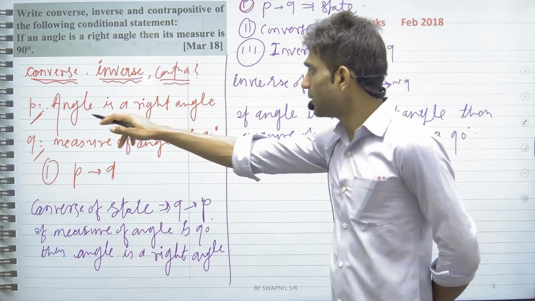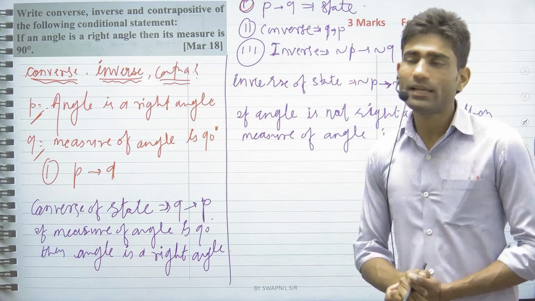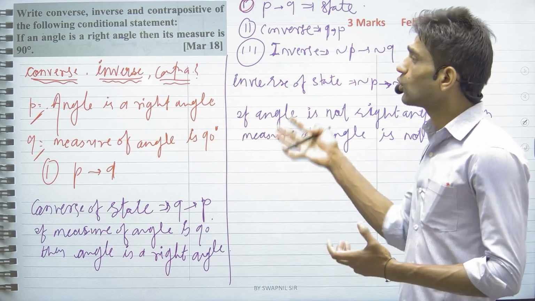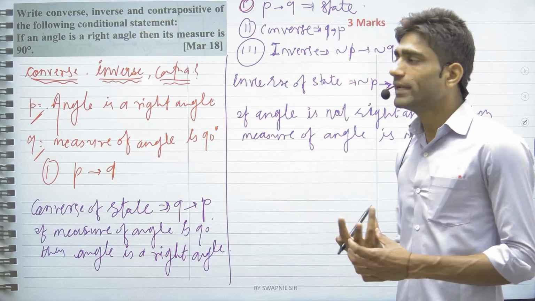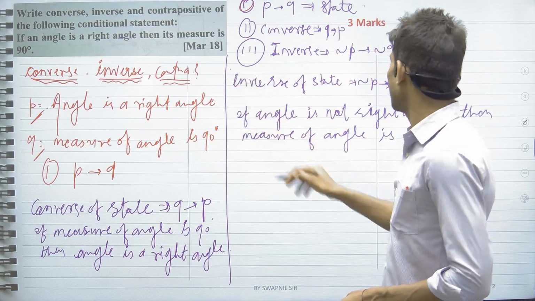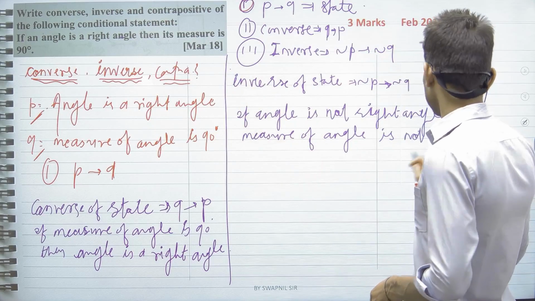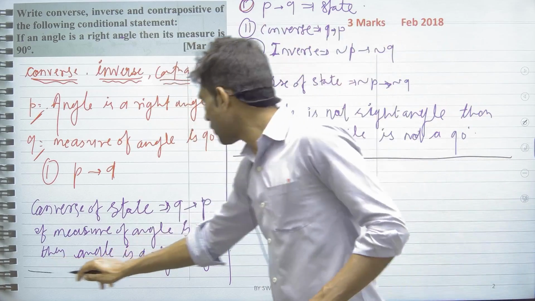That means we have the statement: angle is a right angle, then the measure of angle is 90 degrees. Its inverse says to go with the negative meaning of our first statement implies the negative meaning of our second statement. This is the inverse of our statement. This ends here as the inverse, and the previous one was the converse.